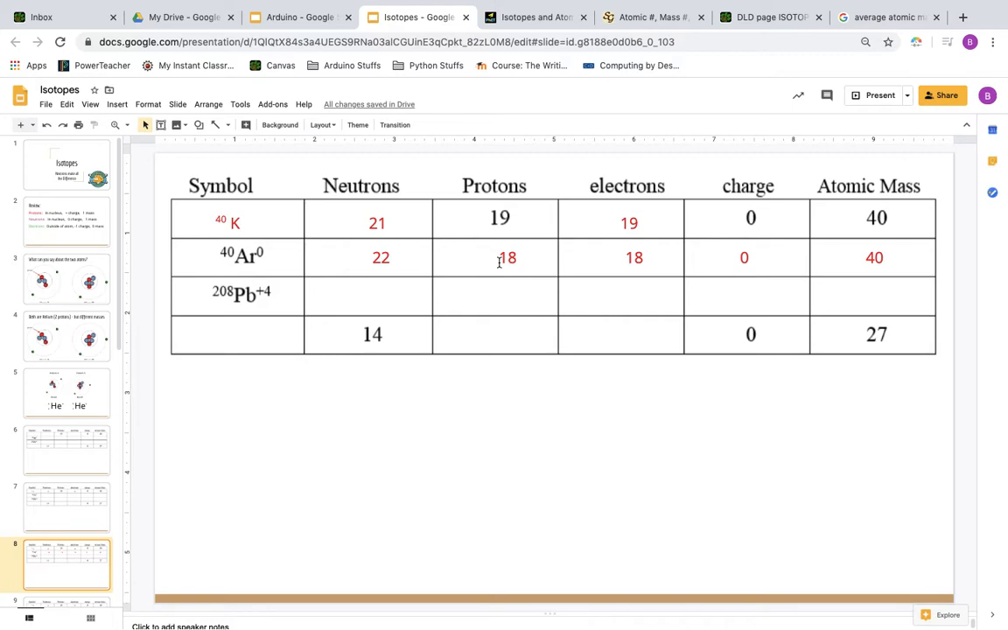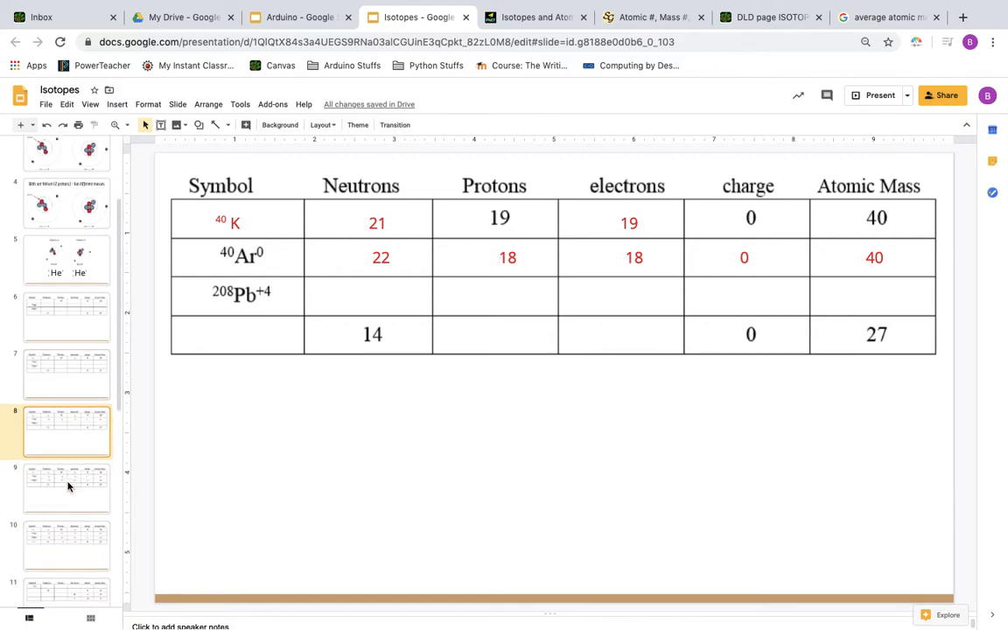Lead is a big one. Find lead on the periodic table. It's down on the bottom. Element number 82. What's that mean about lead? Well, that means that lead has 82 protons. This particular piece of lead has a mass of 208. Mass of 208. How many neutrons does it have? Well, there's 208 things in the nucleus. 82 of them are protons, so 126 of them must be neutrons.